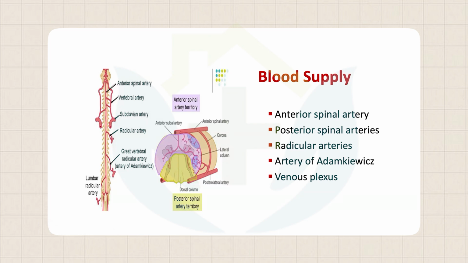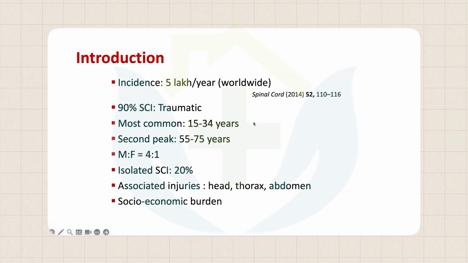One of the important things to remember is that round about T10 to T12 level, there is one artery which is a direct branch of the aorta, which is known as the Adamkiewicz artery, and it is a very large branch. And in patients with severe hypotension or anterior spinal artery syndrome, this artery can get ischemic, and you can have an anterior spinal artery cord syndrome.